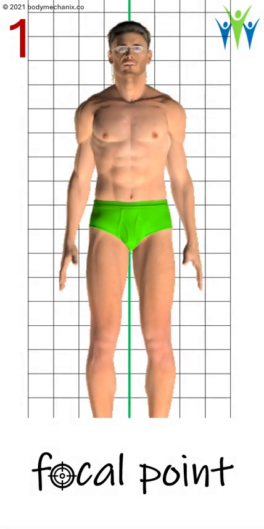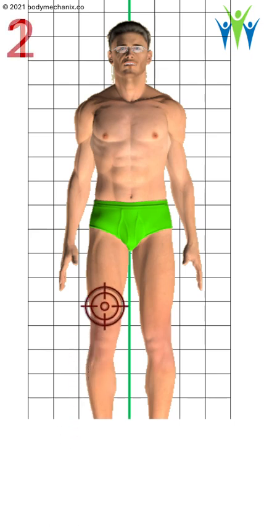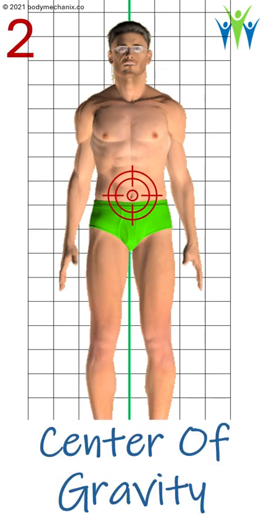The focal point of this video is the center of gravity and the line of gravity. When observing the client's posture, I usually quickly check for where their center of gravity is, and that is before I look at the specifics of where they hold their different body parts in space.